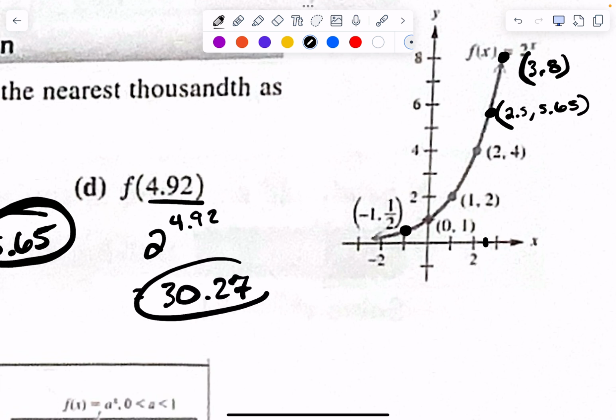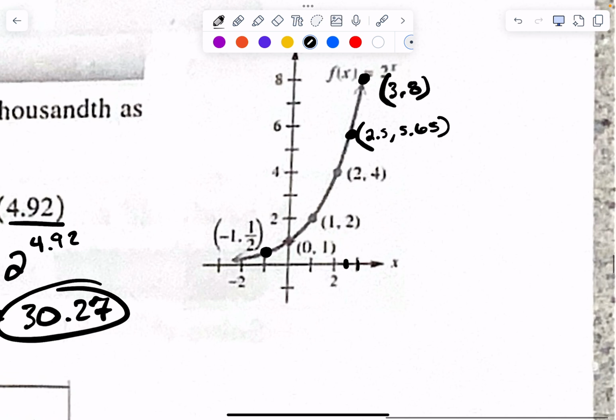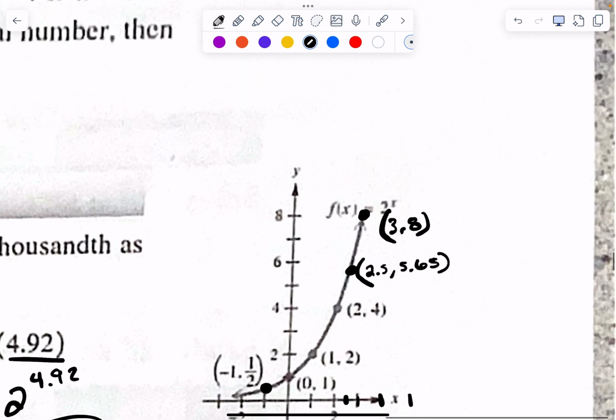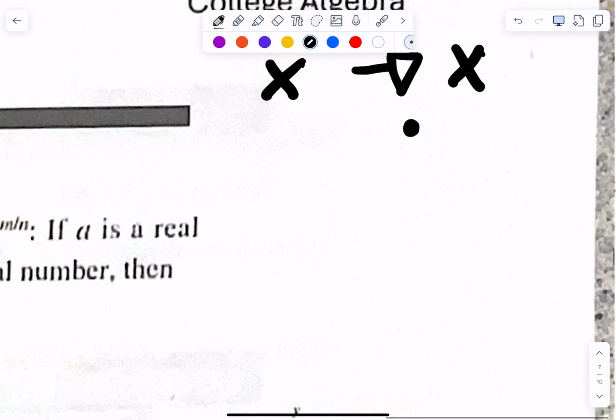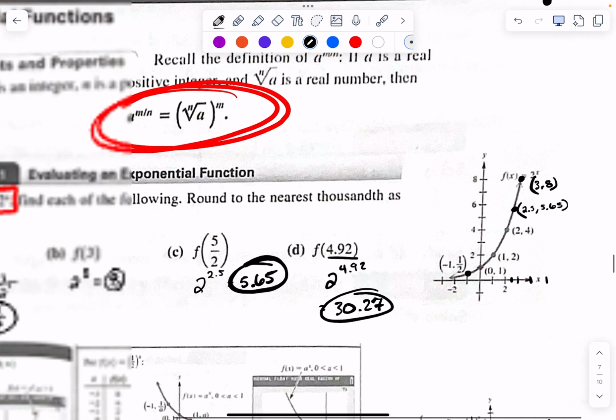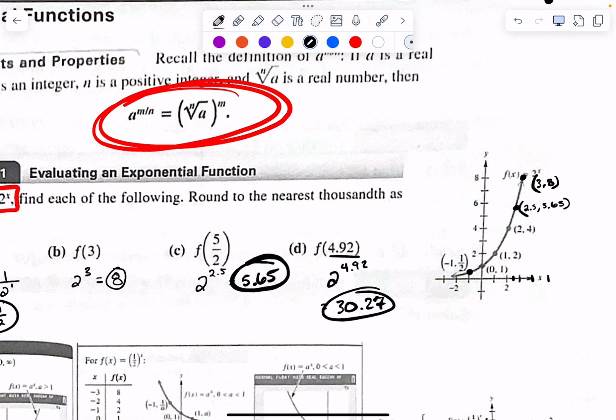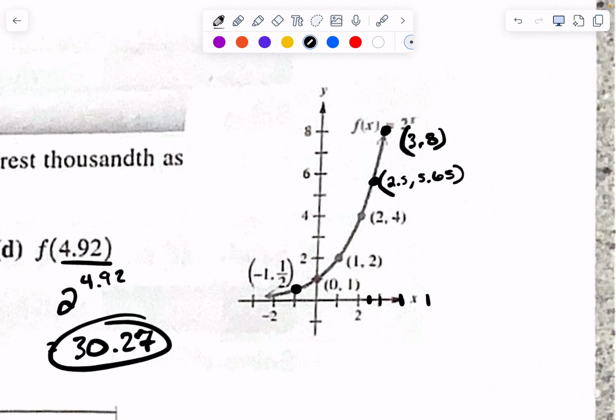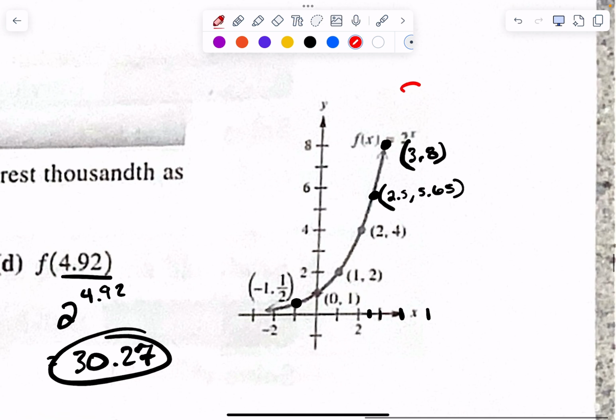30.27. So if I would go all the way over to 4, this is 3. 4 would be right here. 4.9 would be here. He's all the way up here at like 30 something. All the way up there. Okay, so we can see how the larger numbers I start to plug in, he starts to go up really, really fast, okay? So this is an exponential function. This is 2 to the x power.